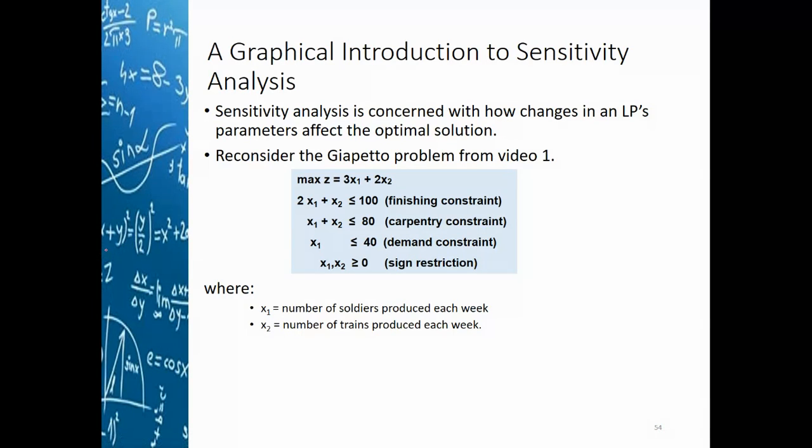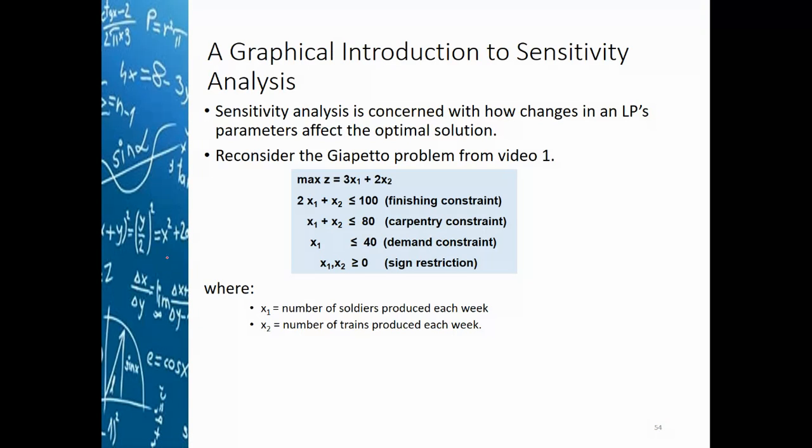Okay, so we already talked about linear programming quite extensively in the previous videos. Now we are moving forward to see what happens if I increase the production of one particular input. Will that change my objective function in any way? This is an example of the what-if question. This is the meaning of sensitivity analysis.